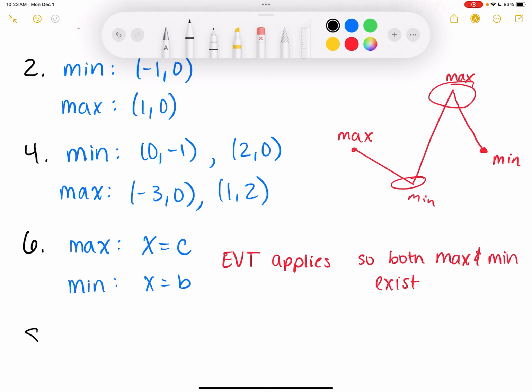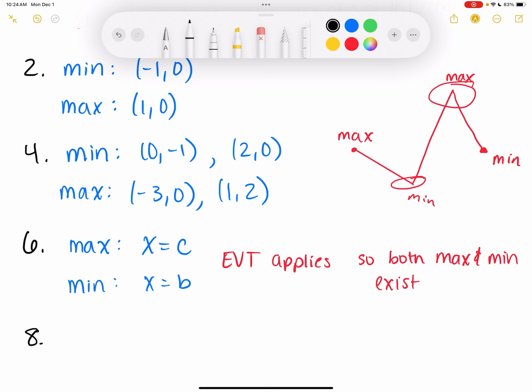If I look at 8 though, I've got a function that's coming down. It kind of looks like part of a parabola, but it has a lot of open circles in there. I see one of the open circles has a closed circle above it, but I notice this isn't continuous because it has points of discontinuity in there, so that's automatically an issue. And it's also not defined on a closed interval.